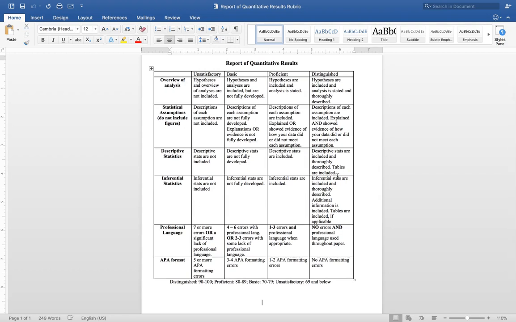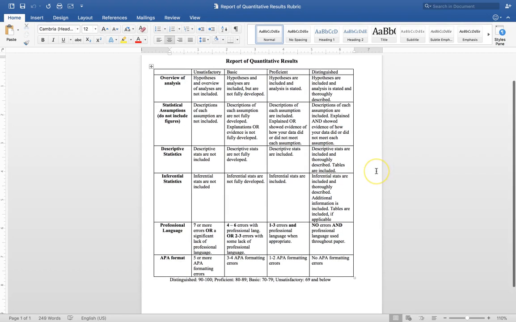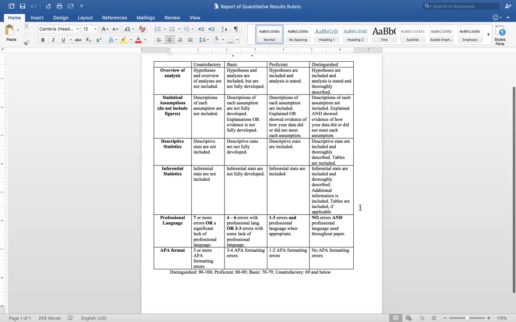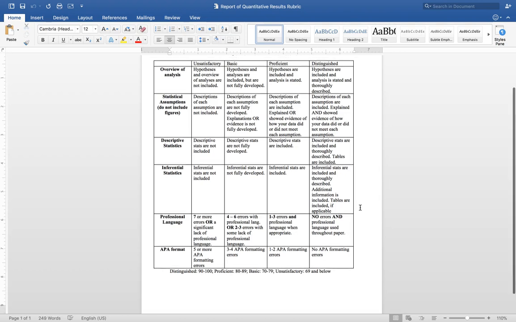The next section should be descriptive statistics. So descriptive statistics are included and thoroughly described. This would be a great place to include tables, a table of some sort. Inferential statistics. That is where you're going to run your actual linear regression. So your inferential statistics are included and thoroughly described. Additional information is included. Tables are included if applicable. If you want to include a table for your linear regression results, feel free to go ahead and do so.